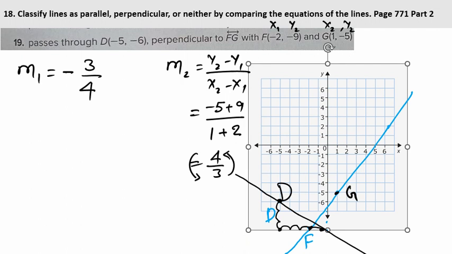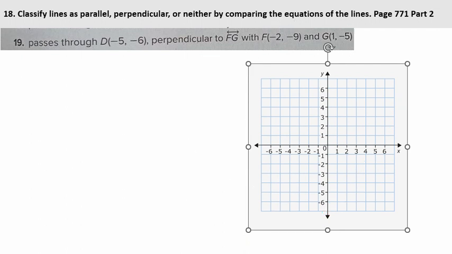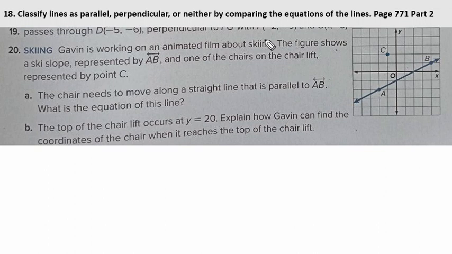Now let's quickly move on to the next question, which is question number 20. This question says Gavin is working on an animated film about skiing. The figure shows a ski slope represented by line AB, and one of the chairs on the chairlift represented by point C. The chair needs to move. Part A, the chair needs to move along a straight line that is parallel.